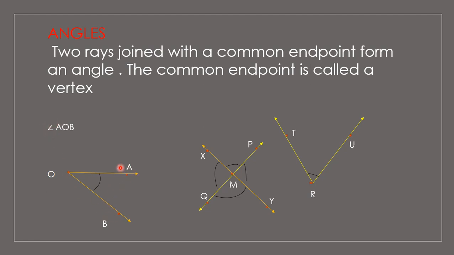In another way, we can write the name of this angle AOB as angle O. For angle XMP, we can write angle M. For XMQ, again we can write angle M. But here, as at the end point, there are four angles forming, we have to write the name of the angle using three letters. Here, only one angle is forming with the rays RT and RU, so we can write the name angle TRU, or simply in one letter we can write angle R.